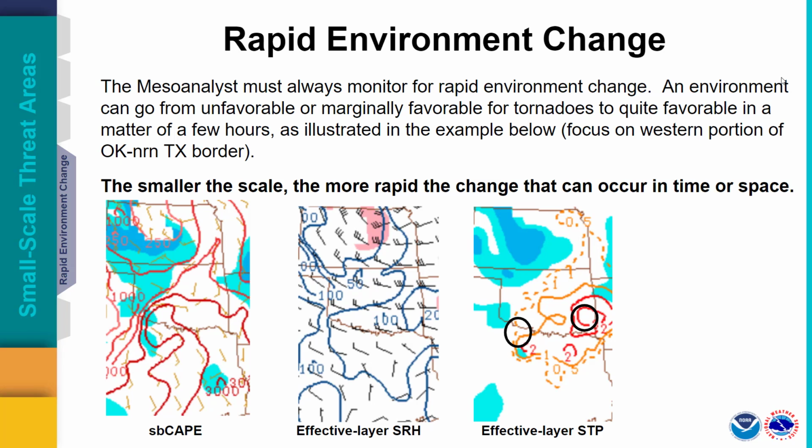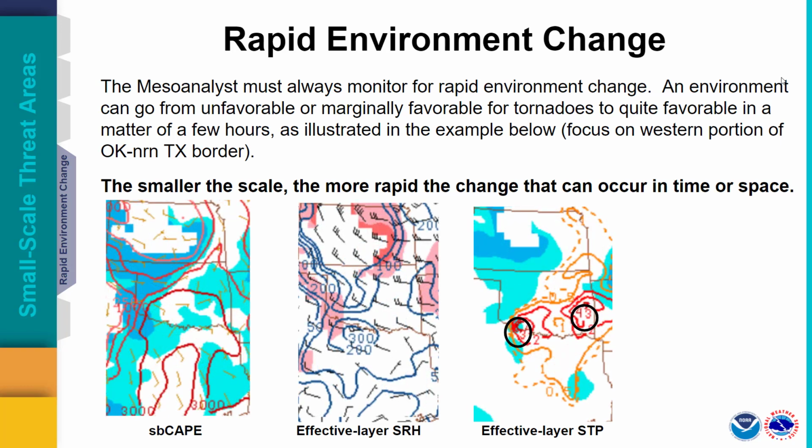Past event failures have resulted from not successfully meeting this challenge. The near-storm environment can change quickly in time and space. For the example below, focus on the western portion of the Oklahoma-North Texas border, which is highlighted by a black oval. Note the rapid increase in the significant tornado parameter in an area where we have favorable overlap of low-level shear and instability that occurs over just a few hours.